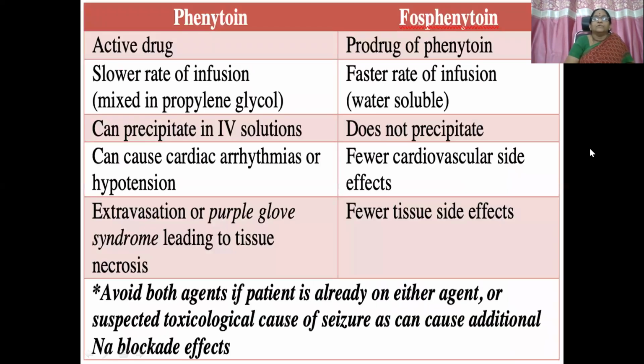Okay. So, differences between phenytoin and fosphenytoin. This is a short note or 2 marks question for UGs, and for PGs, it is a bio-OC question. Phenytoin is the active drug, fosphenytoin is a prodrug. Slow rate of infusion, mixed in propylene glycol, whereas fosphenytoin is water soluble. Phenytoin precipitates in IV solutions; fosphenytoin has no precipitation. Cardiac arrhythmias and hypotension: more risk with phenytoin, less risk with fosphenytoin. Extravasation and even purple glove syndrome with phenytoin, fewer tissue side effects with fosphenytoin.